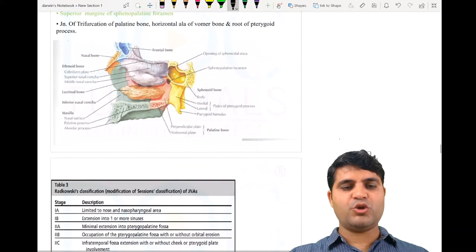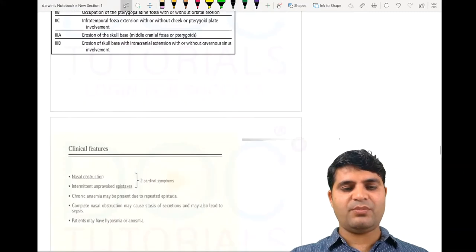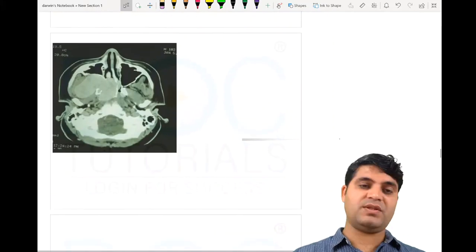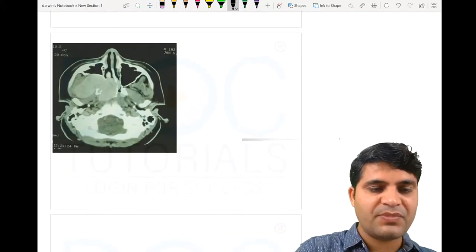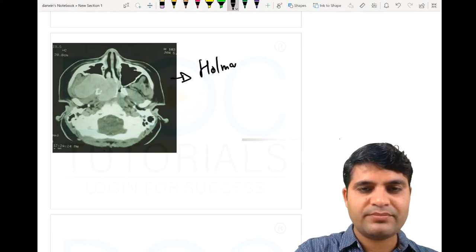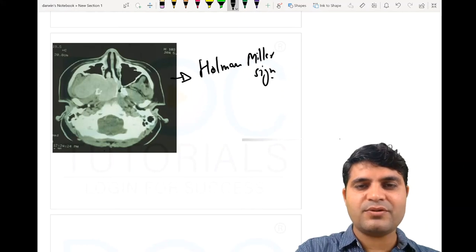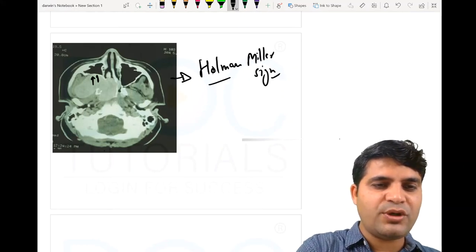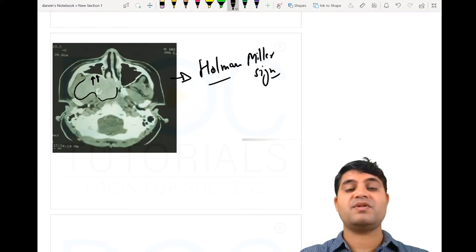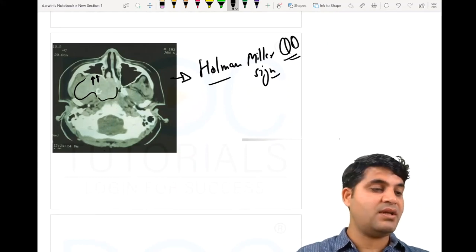Now coming to juvenile nasopharyngeal angiofibroma. So if you ask me about juvenile nasopharyngeal angiofibroma, yes, this is an important question. If you see, what is this? This is known as Holman-Miller sign. So can you see anterior bowing of the posterolateral wall of the maxilla like this? So this is Holman-Miller sign.